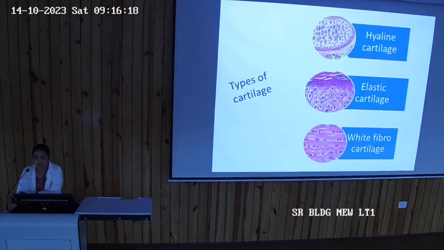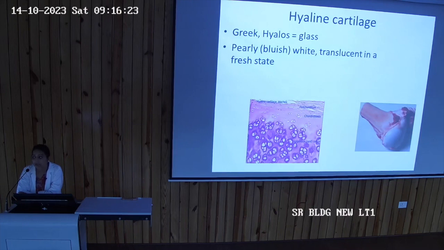So we are going to study the microscopic characteristics of these three types of cartilage: hyaline, elastic and white fibrous. So we are done with the general introduction. What kind of tissue is cartilage? Specialized connective tissue which consists of fibers and ground substance. Types of fibers: type 1, type 2 collagen fibers and elastic fibers. Then what is the key feature I told you about cartilage? It is avascular, no blood supply, no nerve supply, no lymphatics, and it gets its nutrition through diffusion.